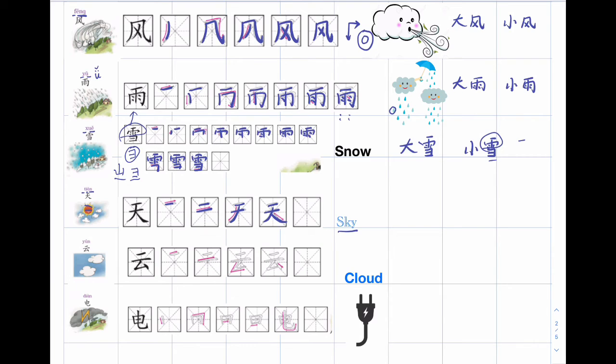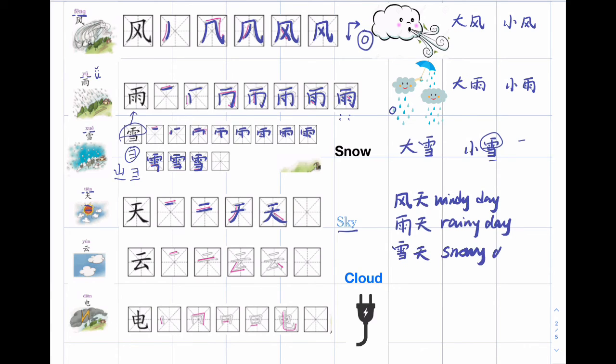So far we can make lots of phrases. For example, windy day, 风天. So that means windy day. Okay, and then we have 雨天, right? That means raining day. So that's this word by word translation, and it's totally makes sense. So that's the easier part of learning Mandarin. 雪天, snowing day. Okay, right. Hopefully you can catch up with those phrases, and you can make more phrases by yourself and leave it in the comment section.